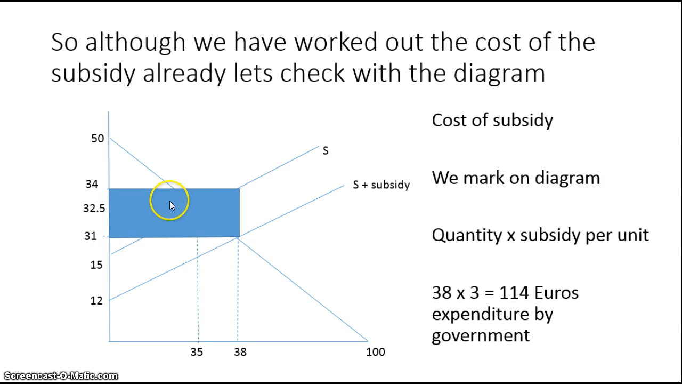We've already worked out the cost of the subsidy, but we can do it on the diagram. As we can see there, the quantity we get is 38, times it by 3, the subsidy, and this rectangle represents the whole subsidy, which is 114 euros, which we already worked out.